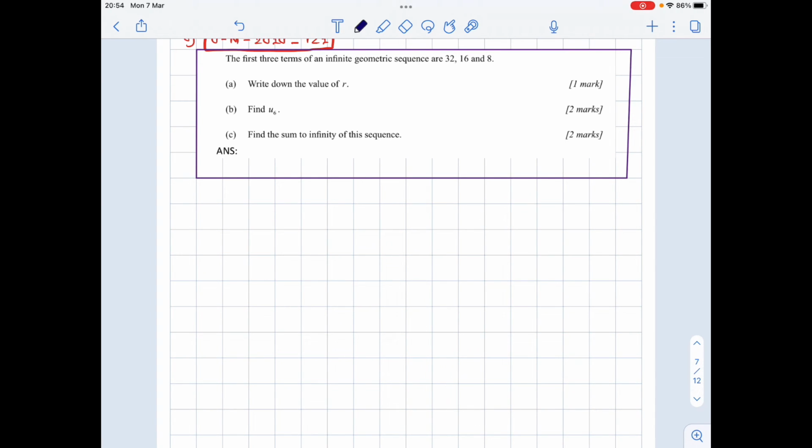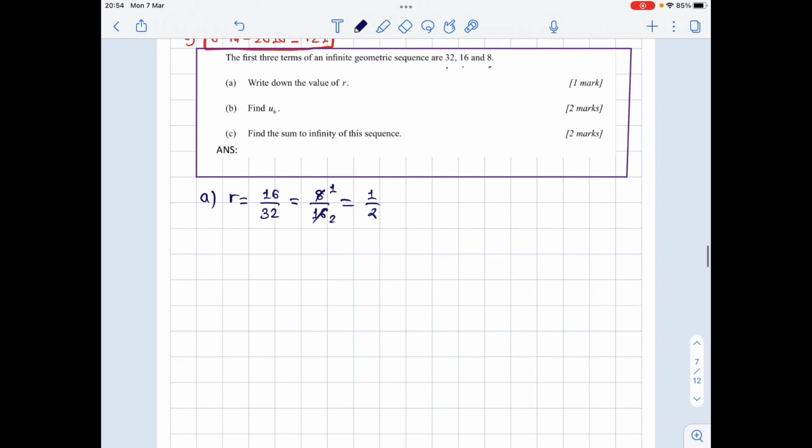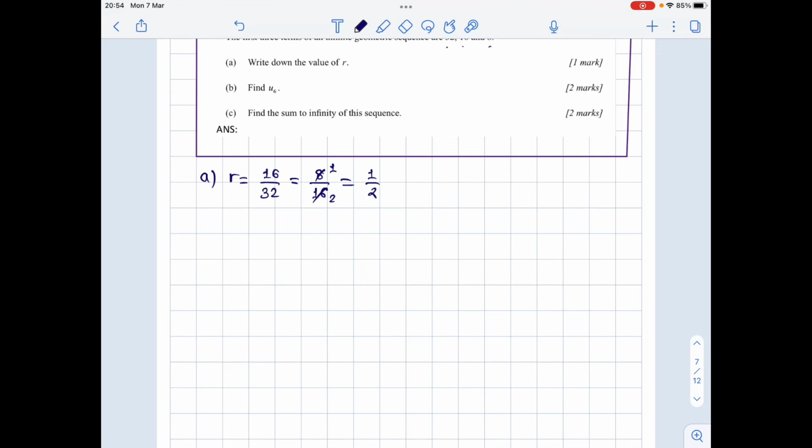First question. The first 3 terms of an infinite geometric sequence are 32, 16 and 8. Write down the value of r. r is equal to 16 over 32, or you can say 8 over 16. Cancelling out the common factor, it is 1 over 2. Find u6. To find u6, I am writing the un formula: u1 times r raised to n minus 1.